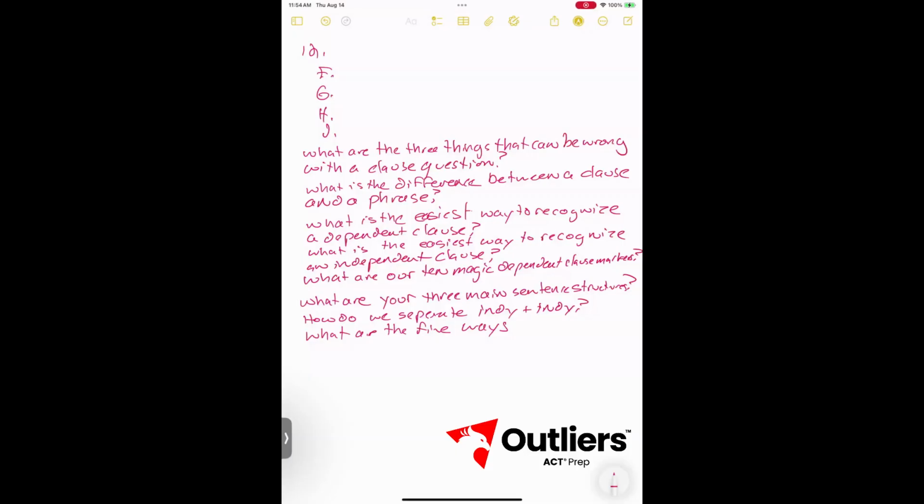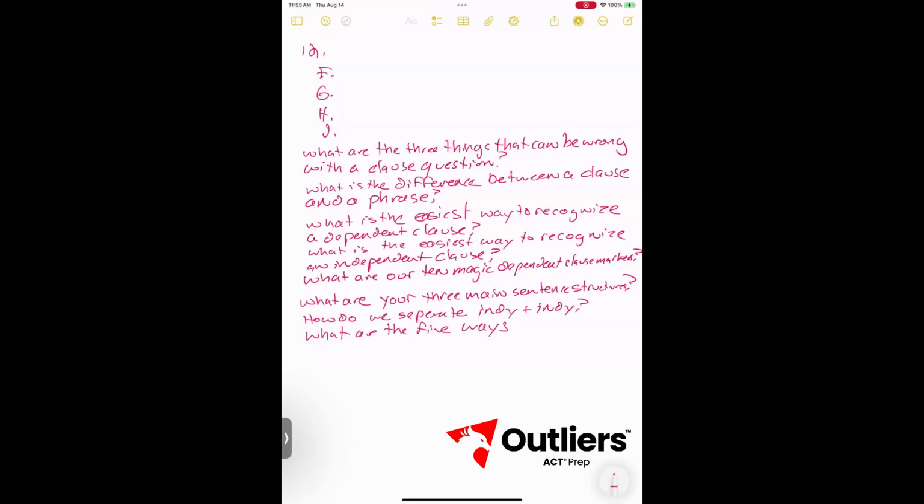What are the 3 things that can be wrong with the clause question? Punctuation in the middle of a clause, no independent clause in a sentence, and clauses separated improperly. What is the difference between a clause and a phrase? A clause has a subject-verb combo, and a phrase does not.